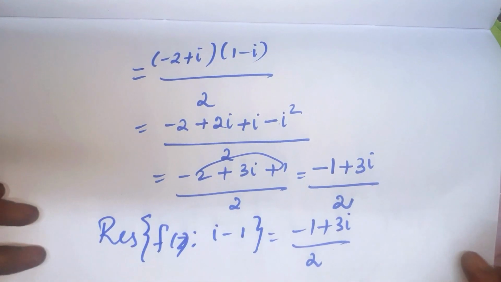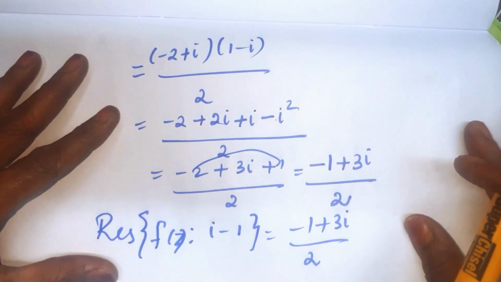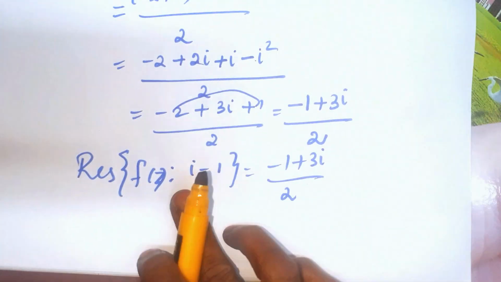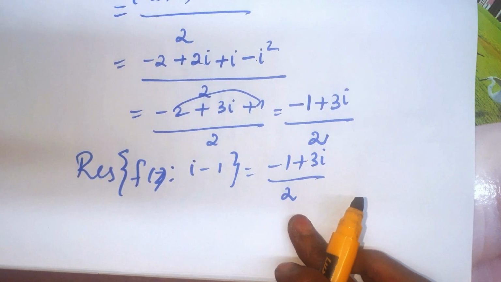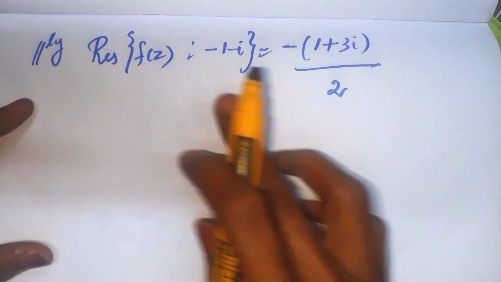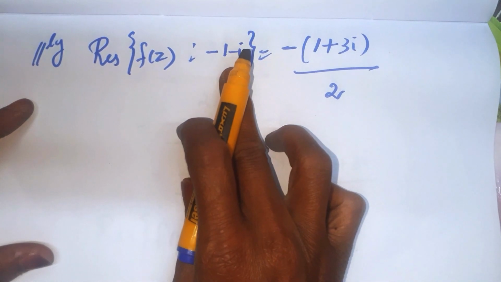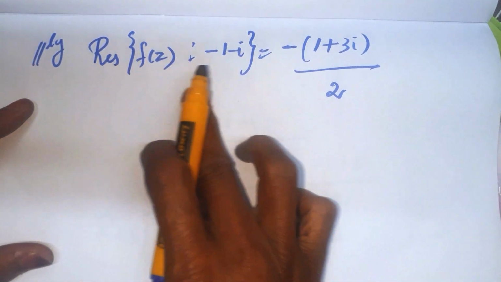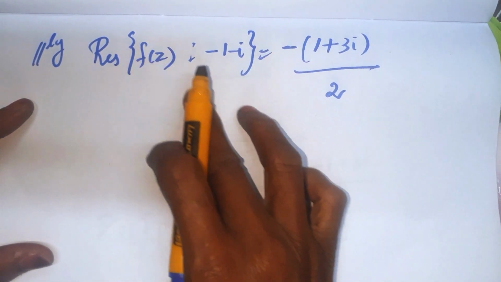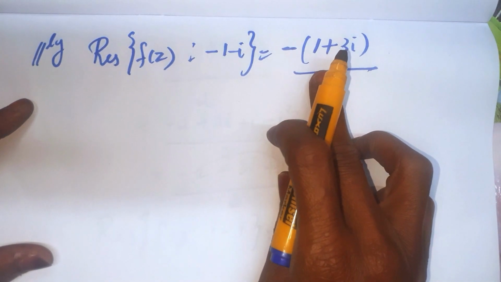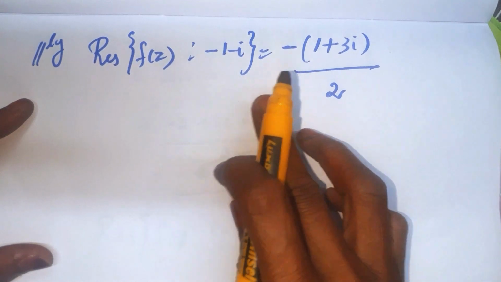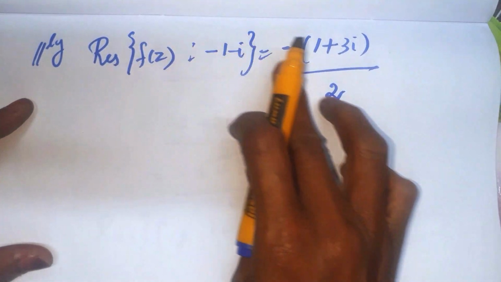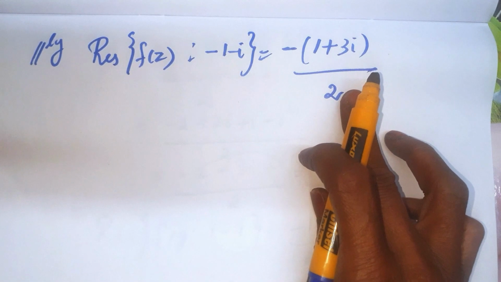So we got the answer, that is, the residue of f of z at i minus 1 is minus 1 plus 3i by 2. One more pole we have, minus 1 minus i. In that also, using the same procedure, we have to find the residue, and I have given the answer for your verification. Use the same procedure we did for the second pole and you have to get this answer. Is that clear? Thank you.